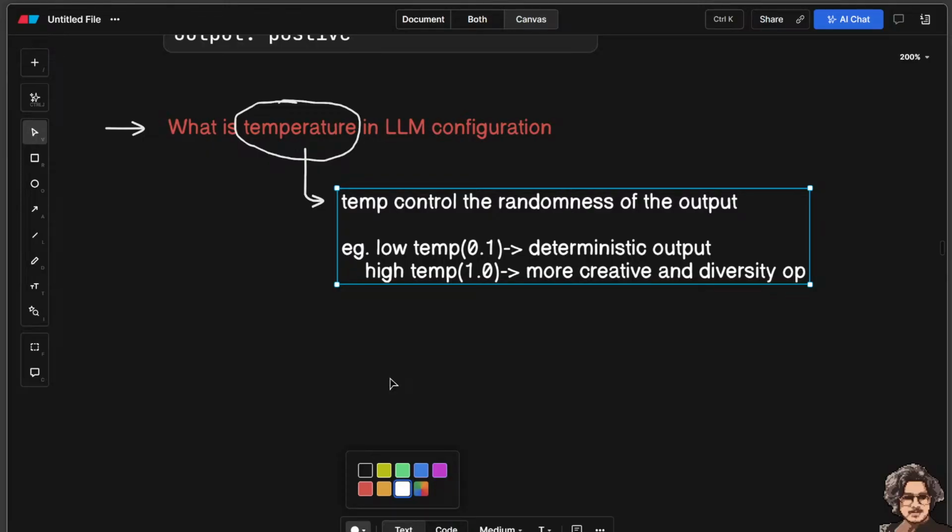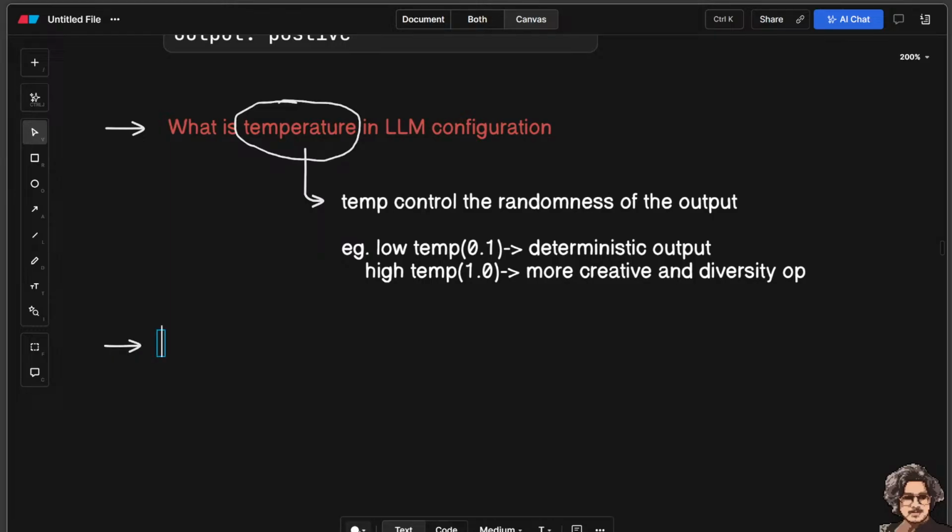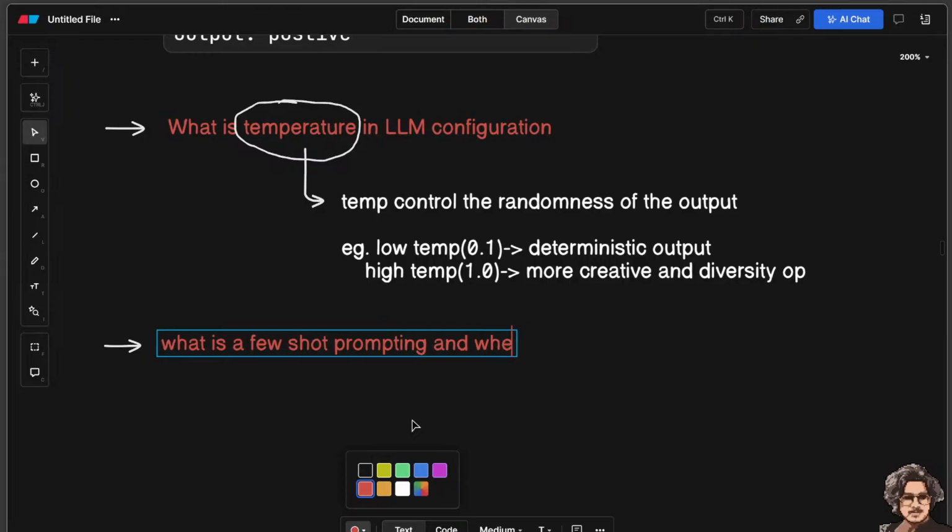Okay, so the next question is: what is few-shot prompting and how should it be used? So we have to explain what a few-shot prompting is, and when should it be used.